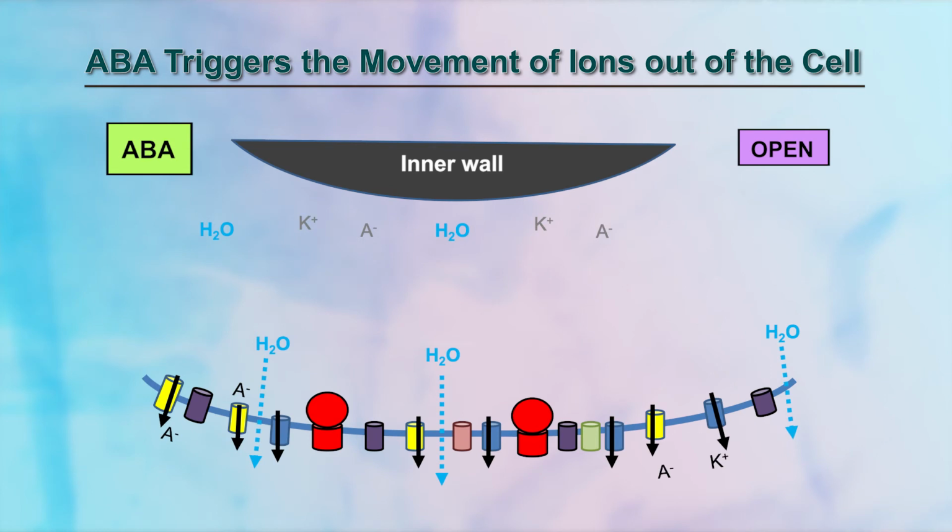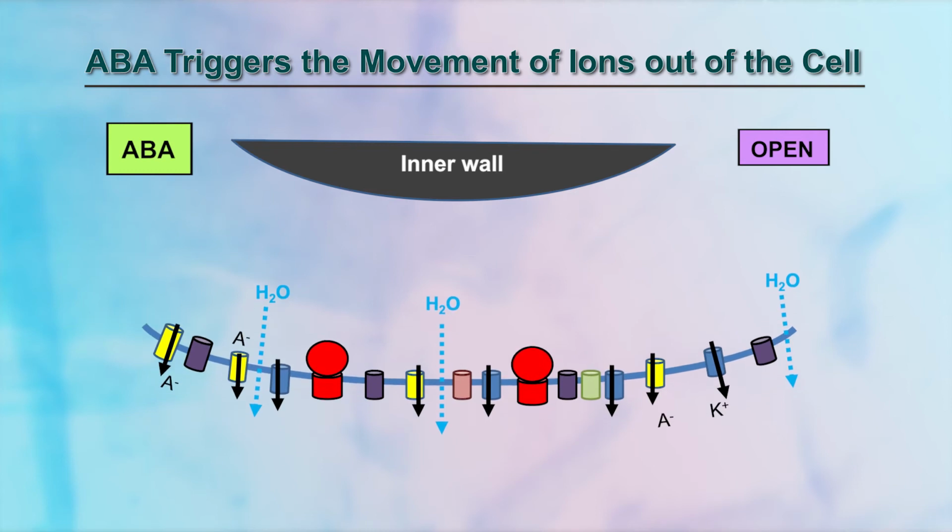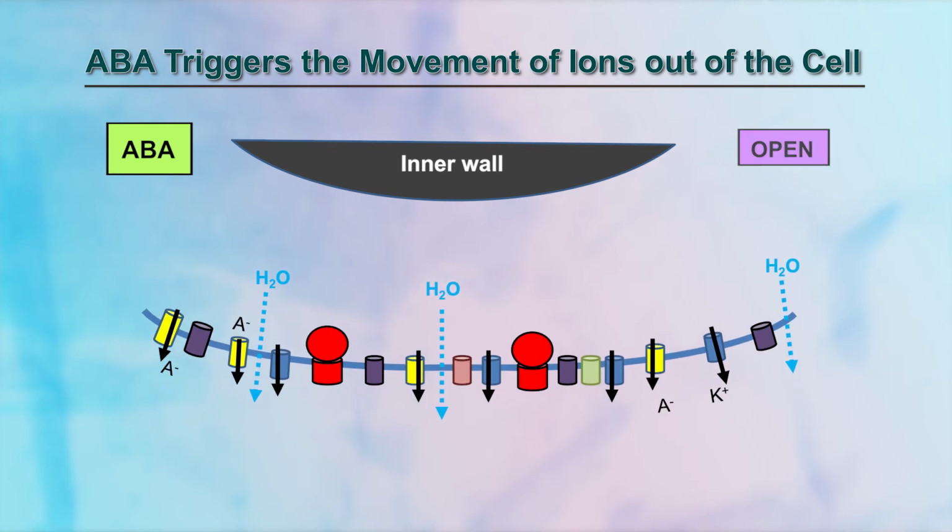Now, since these ions are going out of the cell, there is an increase in the osmotic pressure just outside the guard cells. Consequently, to balance the osmotic pressure, a huge amount of water flows out of the guard cell to the exterior. As a result, the volume of the guard cell shrinks and the stomatal pore closes.